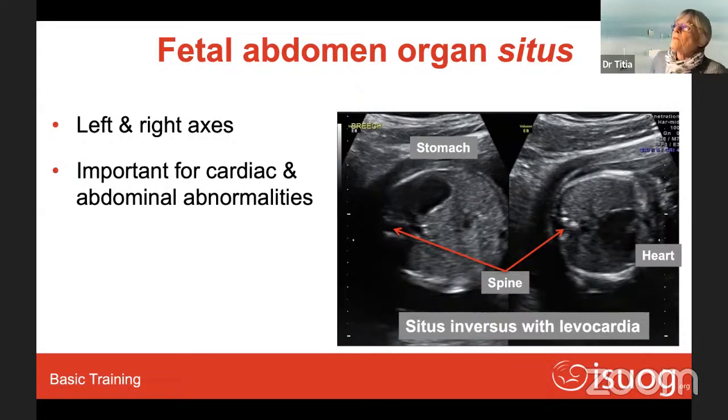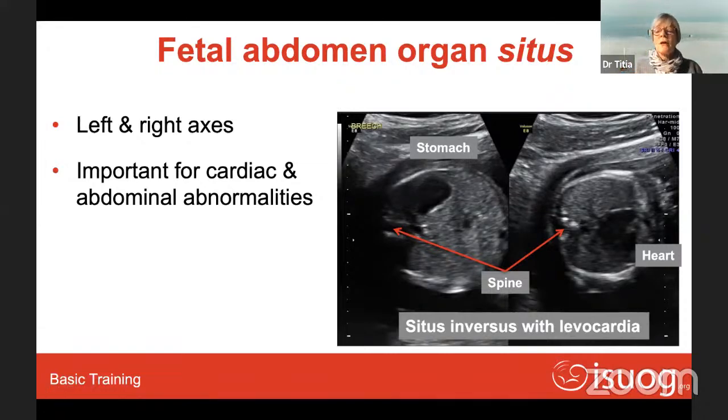And then I would know the side nearest to the transducer is my right side. This side is nearest to the transducer, there is the transducer, that should be my right side, and I shouldn't see a stomach there. So in this case, there is an abnormal abdominal situs. However, the heart is on the left side, as it should be. So in this case, there is a situs inversus with levocardia, with the heart still on the correct side.